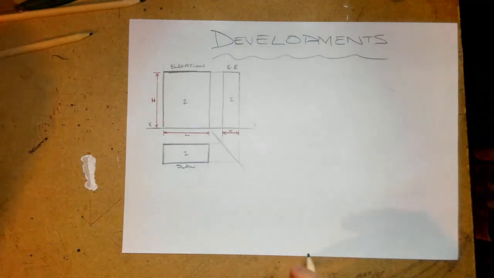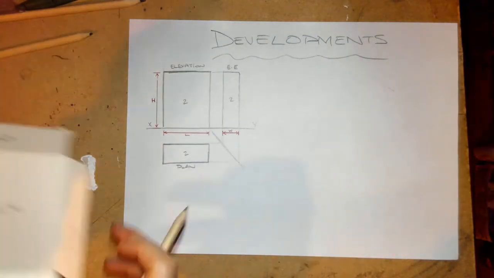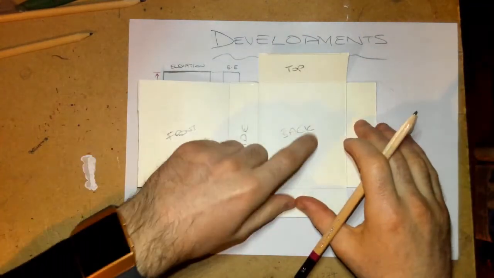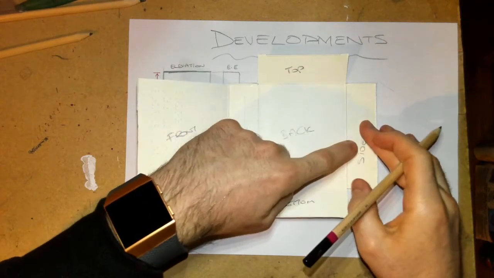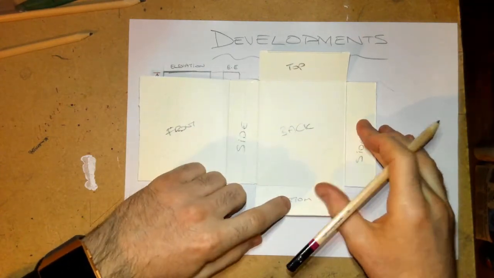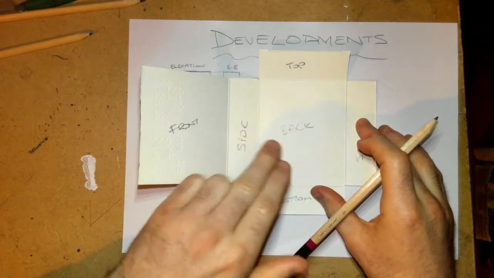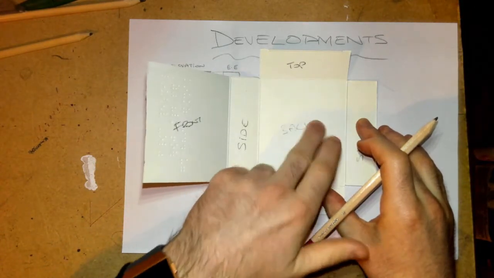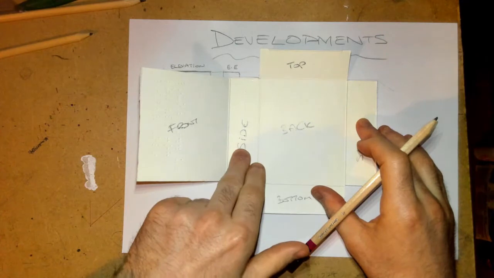Okay, so when we're doing the development, an area I'm actually going to start with, you can see I've labelled them here. I'm going to start with the back, and I'm going to connect the top, the side, the bottom. It wouldn't make sense to have the back connected onto the front, because it doesn't connect to the front. It connects to the front via one of the sides.